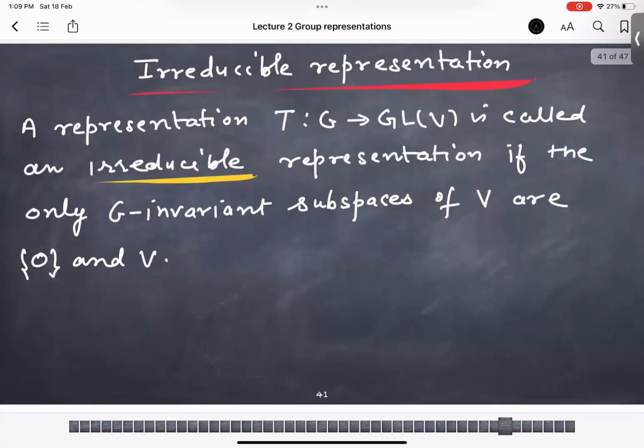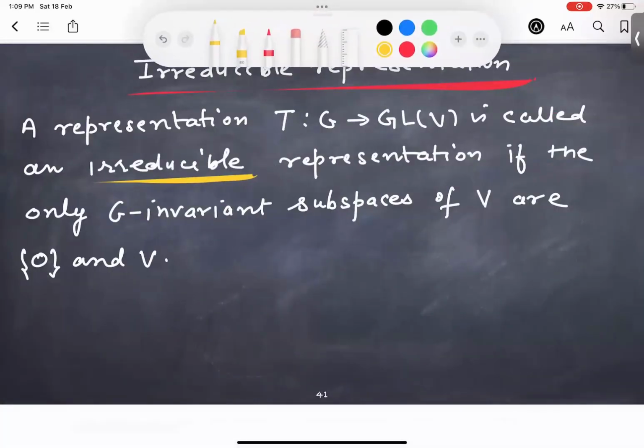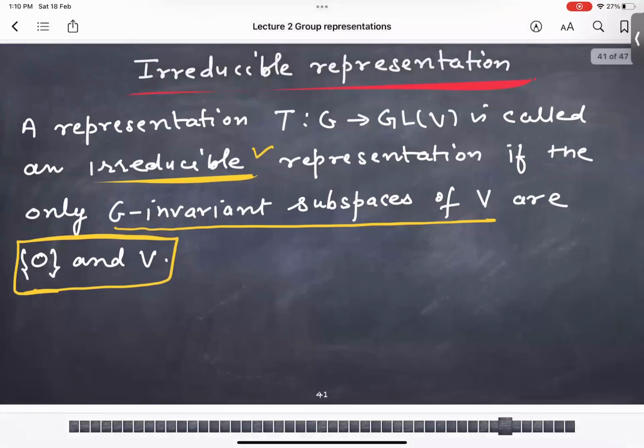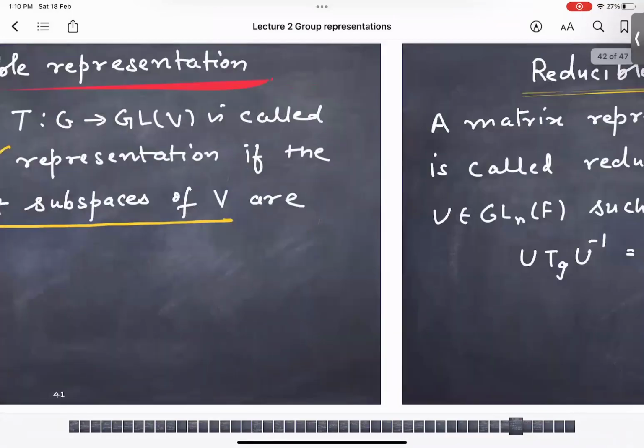So this is the notion of an irreducible representation. Our representation is called irreducible if the only G-invariant subspaces of V are 0 and V. These are the only two G-invariant subspaces. Then you say that your representation is irreducible, and otherwise it is called a reducible representation. G-invariant subspaces or T-invariant subspaces, I have defined with you.